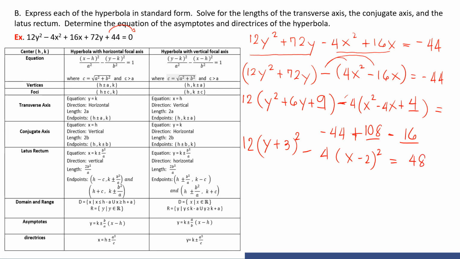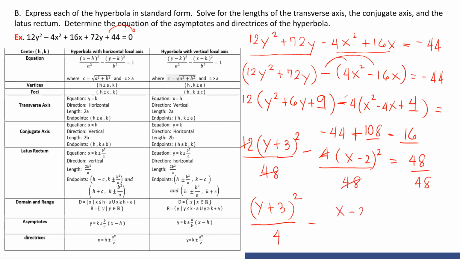Now, if you look at our pattern, dapat equal sa 1. So, para maging equal sa 1, divide the equation by 48. By 48, and then by 48. Ayos? Simplify 12 over 48. So, this can be divided by 12. Ibig sabihin, magiging na siyang y plus 3 quantity squared all over 4. And the other 4 and 48 can be divided by 4. So this will become x minus 2 quantity squared all over 12 equals 1. At ito ang ating hinahanap na equation.